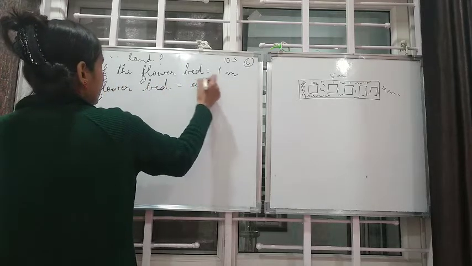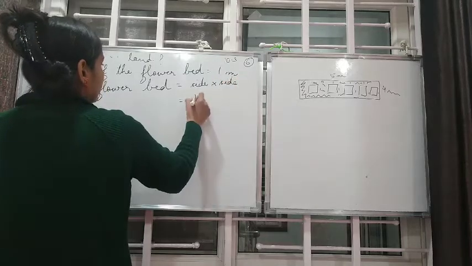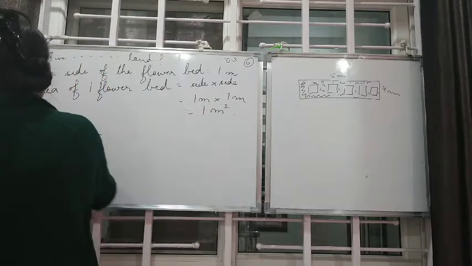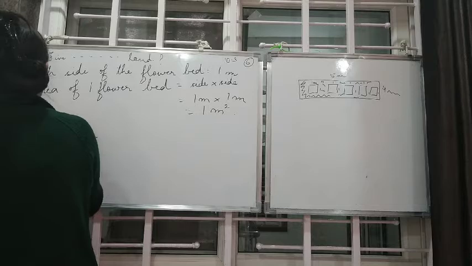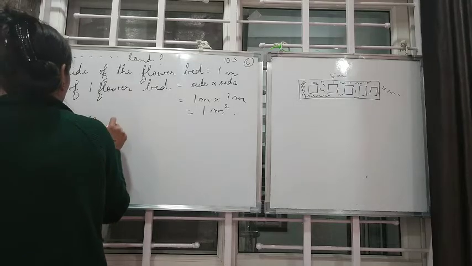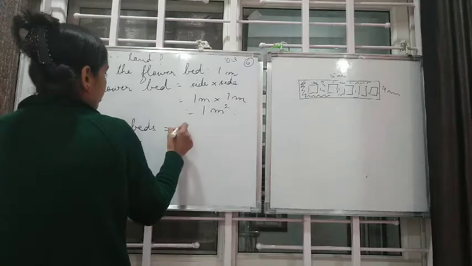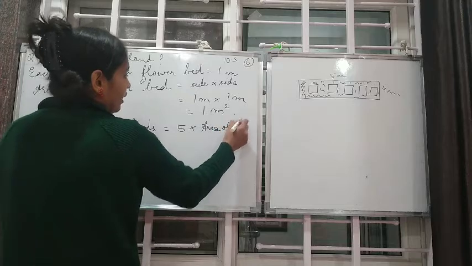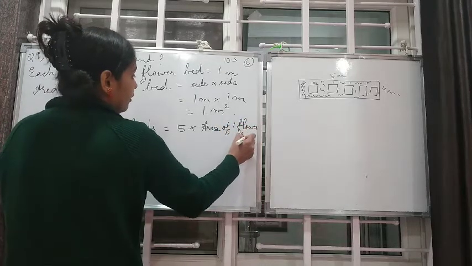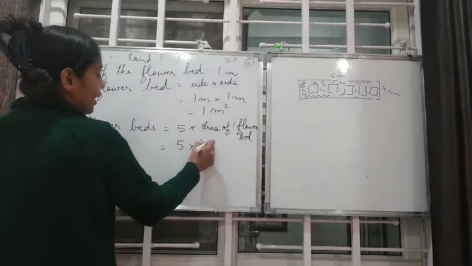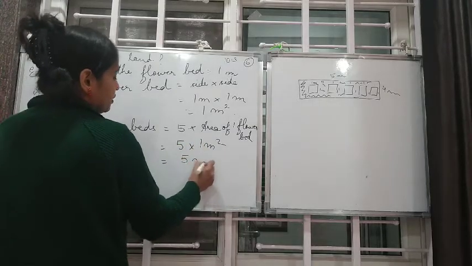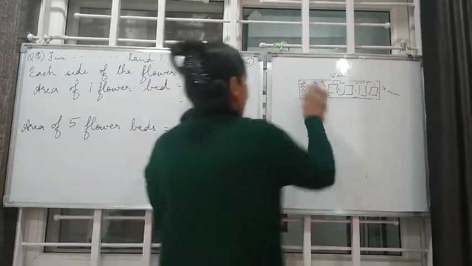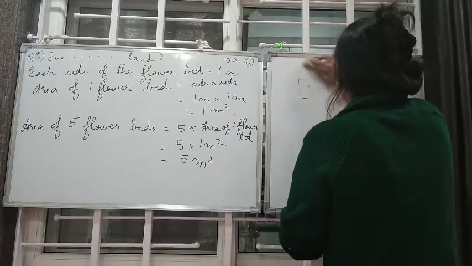Side into side, since it's a square, 1 meter into 1 meter, which gives us 1 meter square. Okay. Now we have to find the area of 5 flower beds, which is equal to 5 into area of 1 flower bed, which is equal to 5 into 1 meter square, which is equal to 5 meter square. Now we find the area of the land. For that, we need to write the length of the land and the breadth of the land.